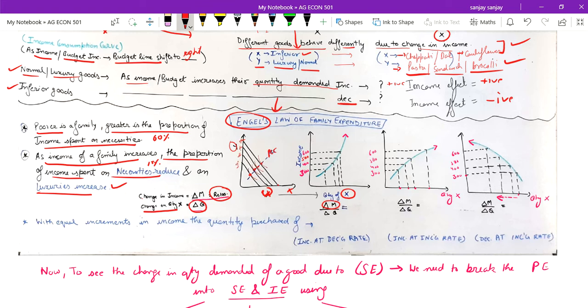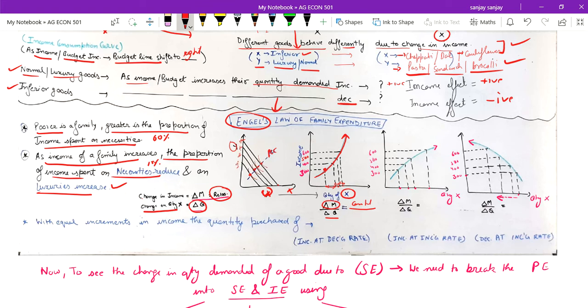Delta M, that is change in income, is constant. And the change in quantity demanded of X is first high, then it is reducing. The change is too much, then the change is lesser, the change is lesser, as you can see in this graph. And what shape does it give? It gives a shape of rising upwards. This is the shape it gives to the curve.